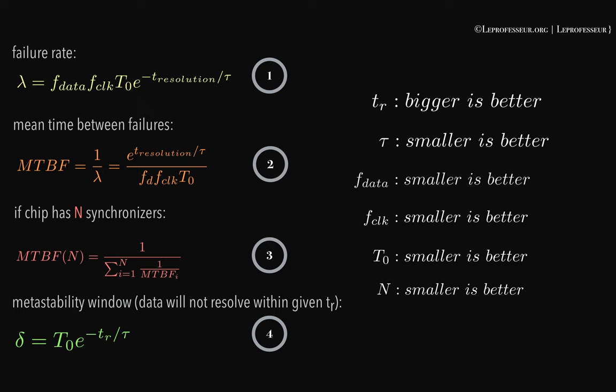Capital T0 is smaller is better. Similarly, number N means how many synchronizers you may want to have in your design. Smaller is better. So these are a few guidelines, a few things to keep in mind.